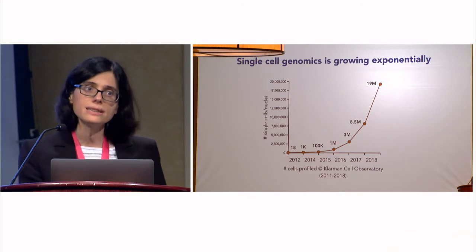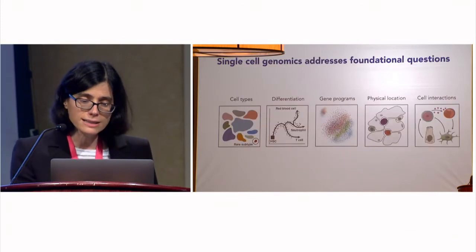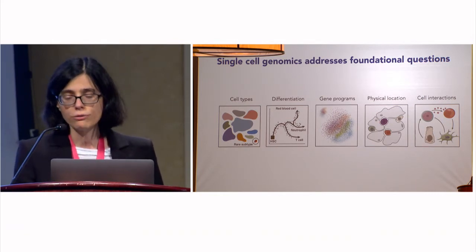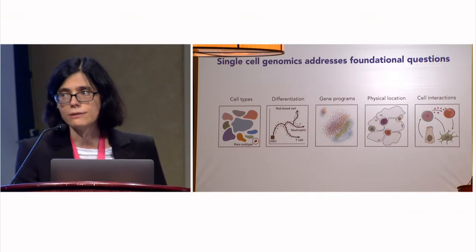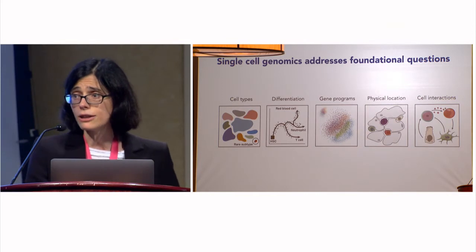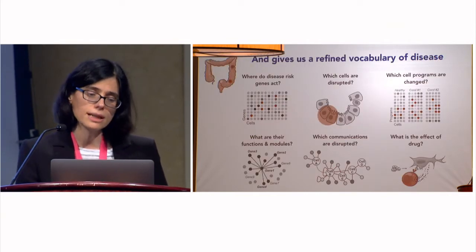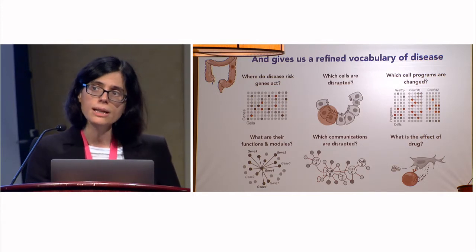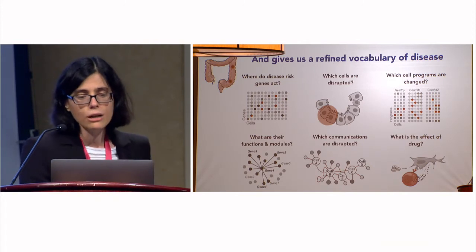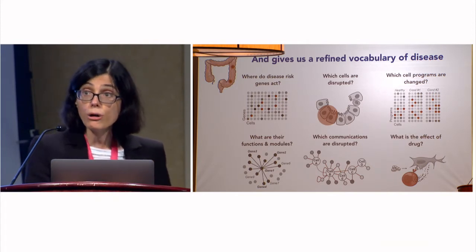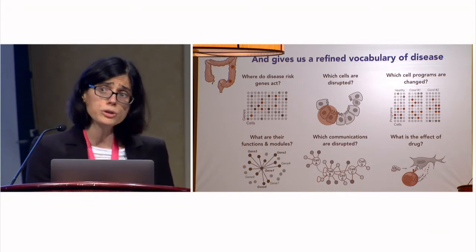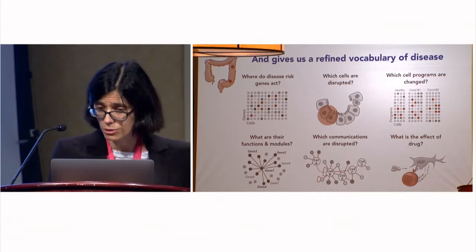And as a result of looking at cells in these high-dimensional spaces, over the last 6 or 7 years, it's become quite clear that we can learn a remarkable amount of biology from these profiles. We can learn the cell types and states, differentiation and other temporal processes, gene programs, and even the physical locations and interactions between cells. And I think we all have this assumption that this could give us a better vocabulary by which to describe and understand disease and answer questions like, where do disease risk genes act? What types of cells are disrupted? Which cell programs might be changed? What are the functions and modules of the cells? How are the communications between cells affected? And ultimately, what is also the effect of drugs?